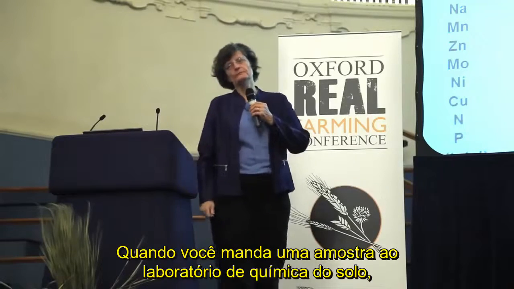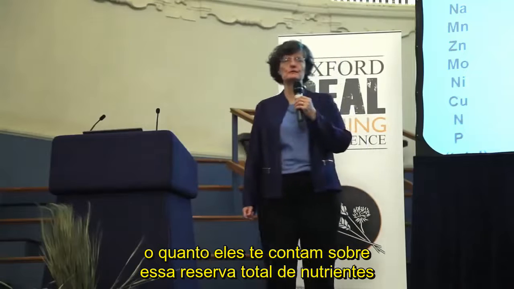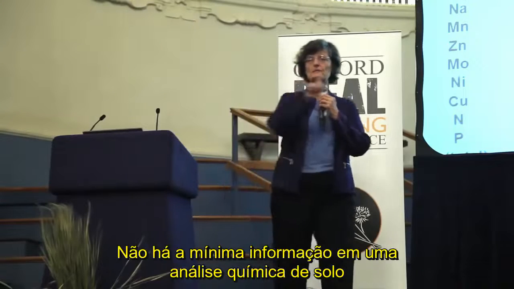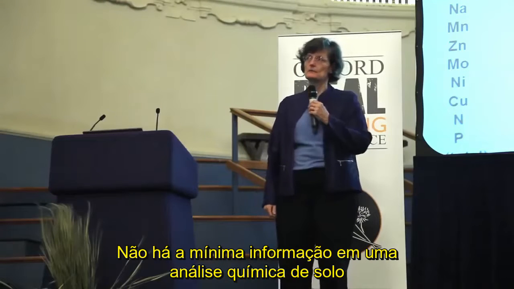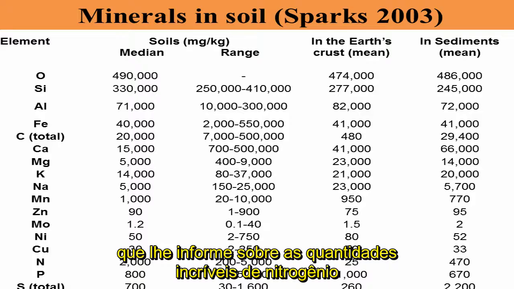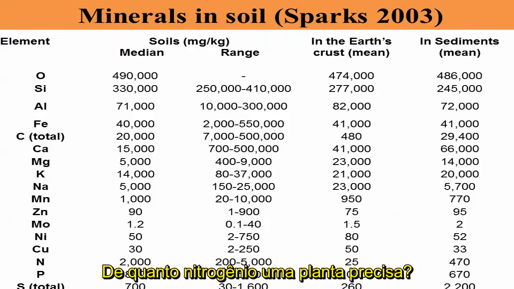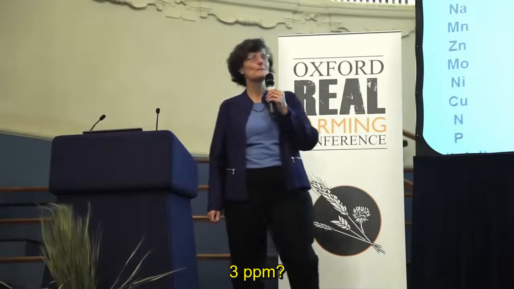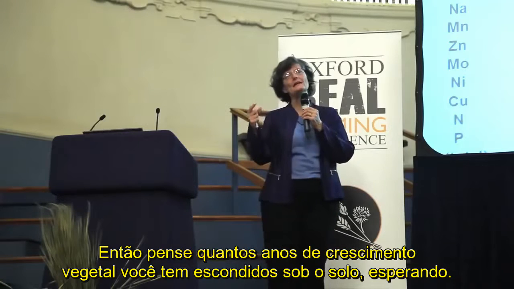When you send a sample into a soil chemistry lab, how much do they tell you about this total pool of nutrients that are actually present in your soil? There is not one bit of information in a soil chemistry test telling you that you've got massive amounts of nitrogen. Take a look, find nitrogen. You have 2,000 parts per million, micrograms per gram of your soil. How much does a plant require of nitrogen? It has like 3 parts per million. So think of how many years' worth of plant growth you've got sitting there waiting.